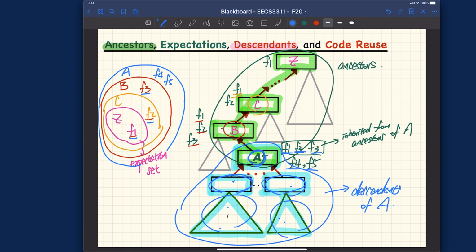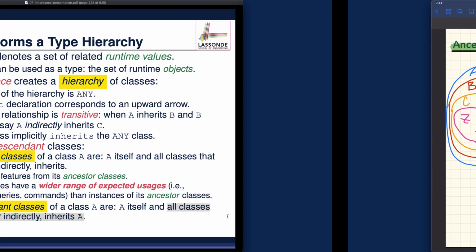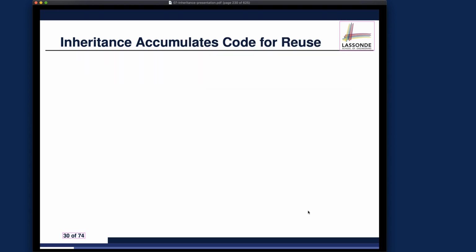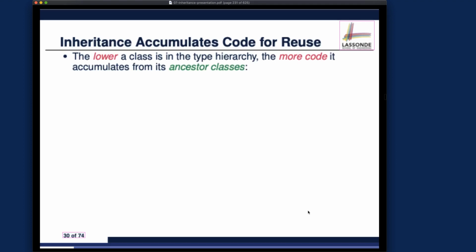You can see the expectation concept is so important. The code defining A is inherited by all its descendant classes, meaning that all the strict descendants of A definitely have a strictly wider expectation. So now let's revisit the idea that inheritance accumulates code for reuse that we spoke about previously. The lower a class is in the type hierarchy, the more code it accumulates from its ancestor classes. That's exactly what we just said.